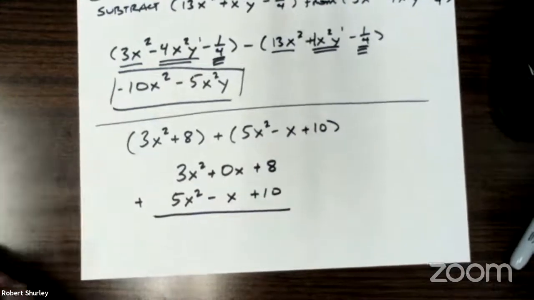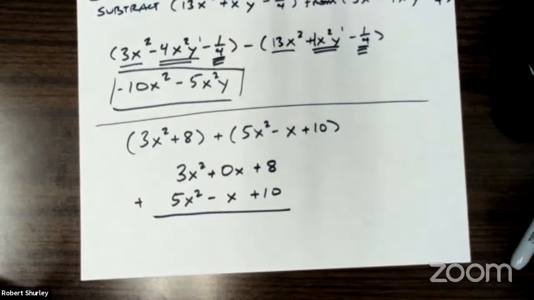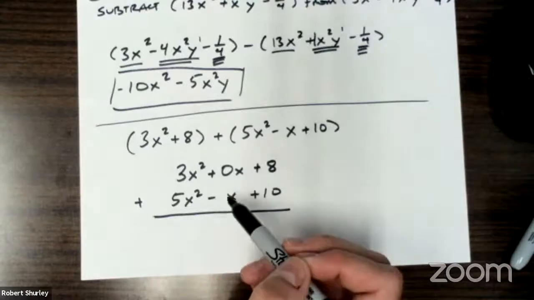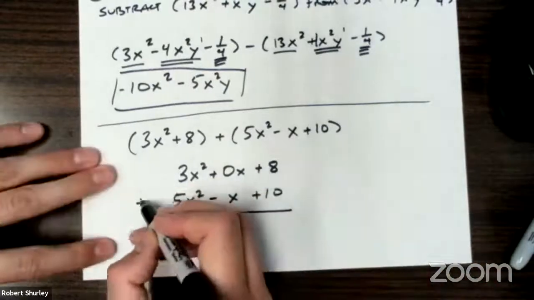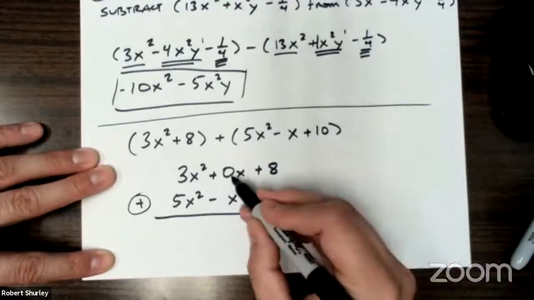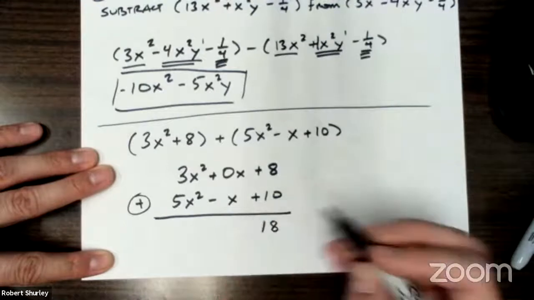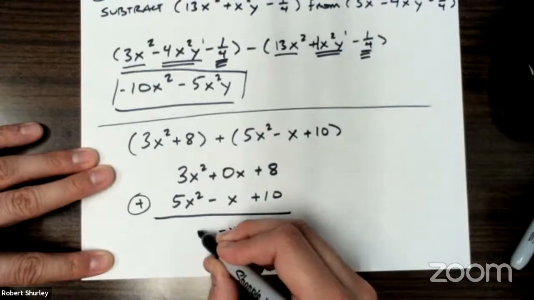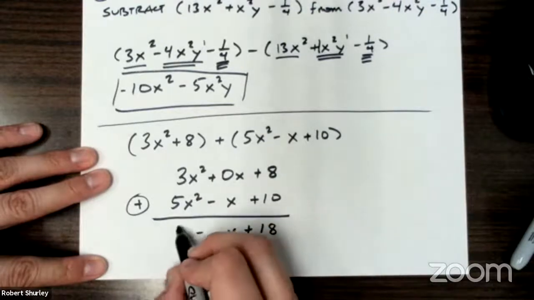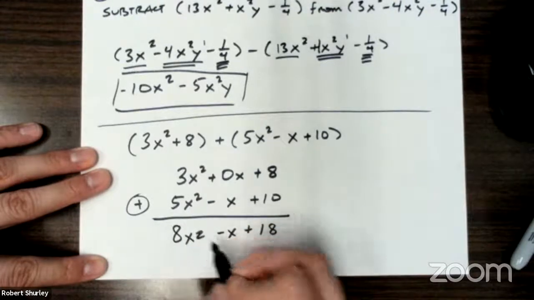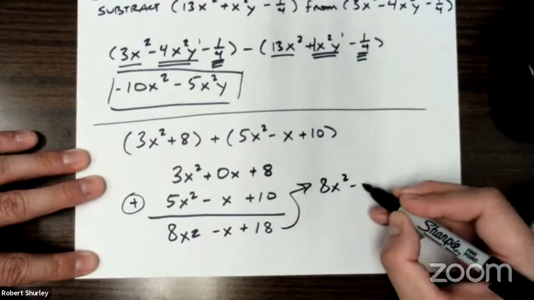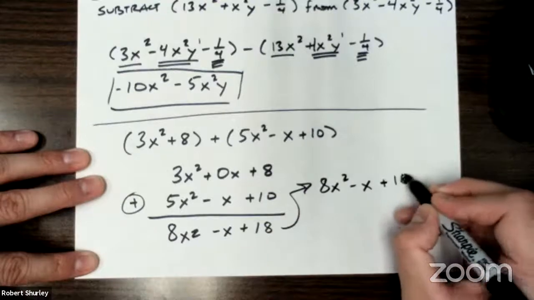It's just old school addition. This is what we learned back in kindergarten, first grade. But instead of it just being numbers, we're looking at variables too. And what's nice is you're going to add these vertically. So 8 plus 10, 18. 0 plus a negative x, that's going to be negative x. And then 3x squared plus 5x squared, that's going to be 8x squared. I'm going to rewrite that one because it looks goofy. So we wind up with 8x squared minus x plus 18.